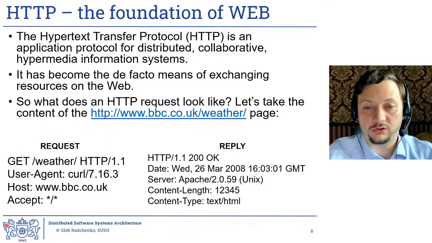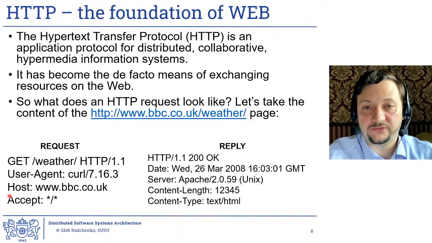we need to send the following request. 1, 2, 3, 4 lines. First line, the method of the HTTP protocol, GET. The path of the resource that we want to get, weather. And in the end, the version of the HTTP protocol that we are using, HTTP/1.1. Next, we can specify the user agent who asks for this web page. Here we are using the curl utility to get the information of this page.